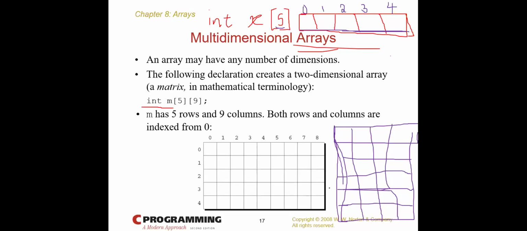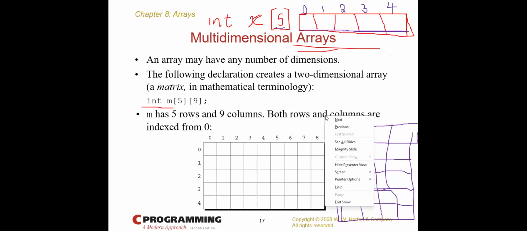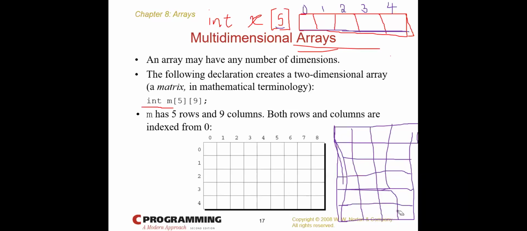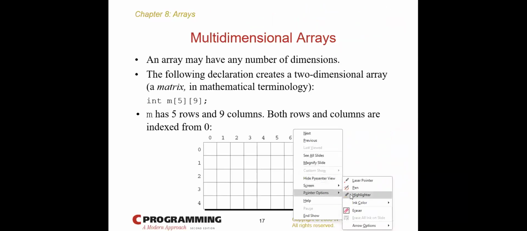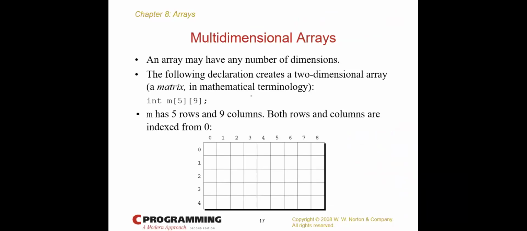The next thing we need to identify is the fact that these arrays should have dimensions, and the dimensions go on both axes. So let's start with the slide. An array may have any number of dimensions. We have discussed one dimension, but today we go to others. The following declaration creates a two-dimensional array. What do we mean by 2 dimensions? In the x-axis and y-axis. If you look at it mathematically, this is the x-axis and this is the y-axis.